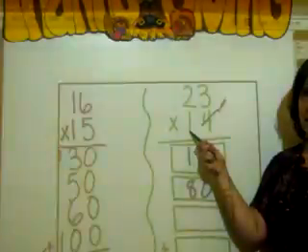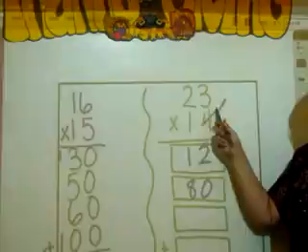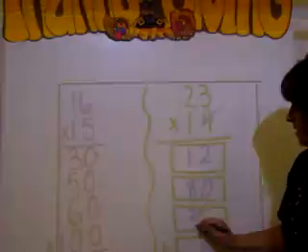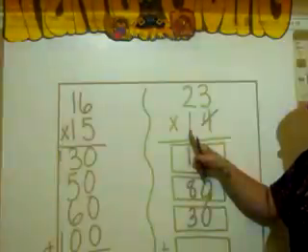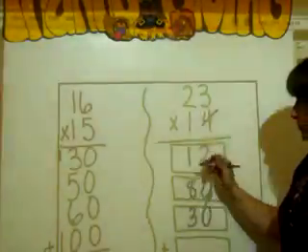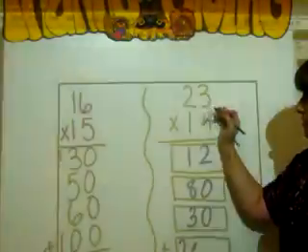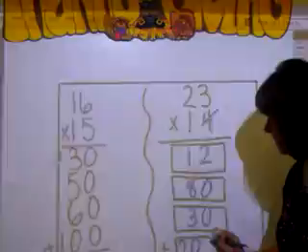Now I'm multiplying by the 1, but it's in the tens place, so I'm really multiplying by 10. 10 times 3 is the same as 30. And 10 times 20 is the same as, you find the basic fact of 2, and there's a 0 and a 0, so it's 200.